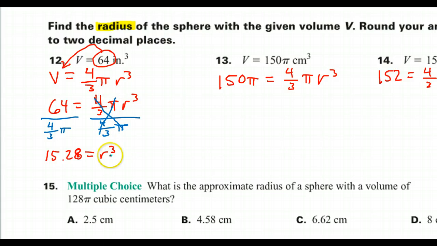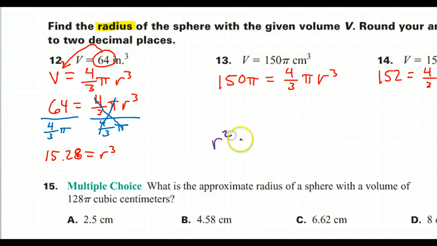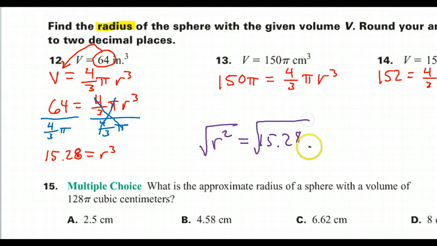That might be new to you. You know that if I had r squared equals 15.28, if I wanted to unsquare this, I would take the square root of both sides, right? And that would cancel out the 2, and I would just have r equals whatever I got. What you may or may not know is that a square root means a second root. So there's an understood 2 right here. If it's blank, it's understood to be a 2. That's why it undoes squaring.